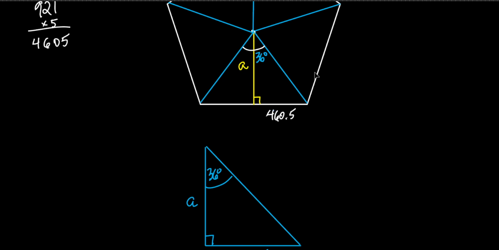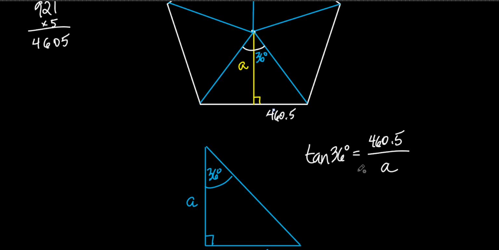What's our trig function? It's tangent. So it's the tangent of 36, right? Because that's the angle we're dealing with, is equal to the opposite over the adjacent. Which one's opposite? 460.5. And which one's adjacent? A. Right? So this is the new stuff. Everything we've done up to this is old, but this is the new stuff.